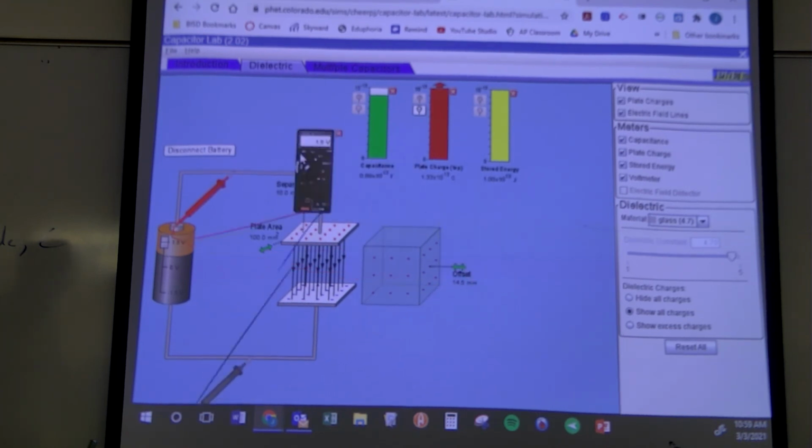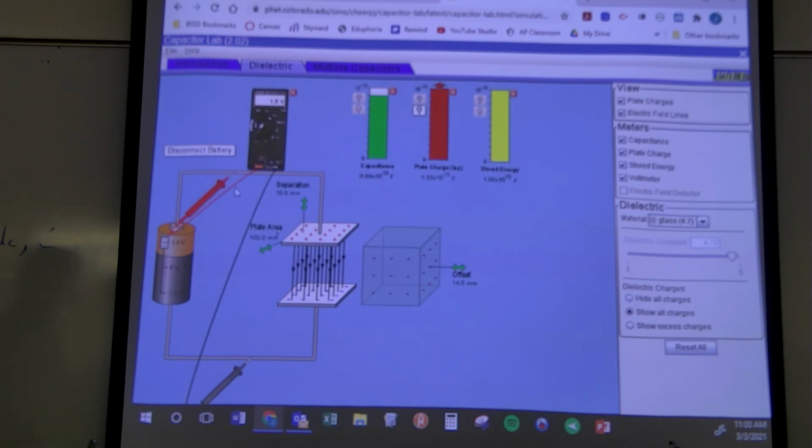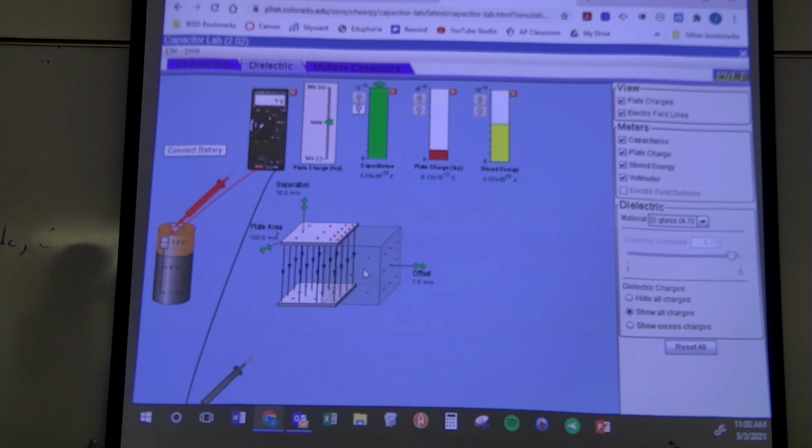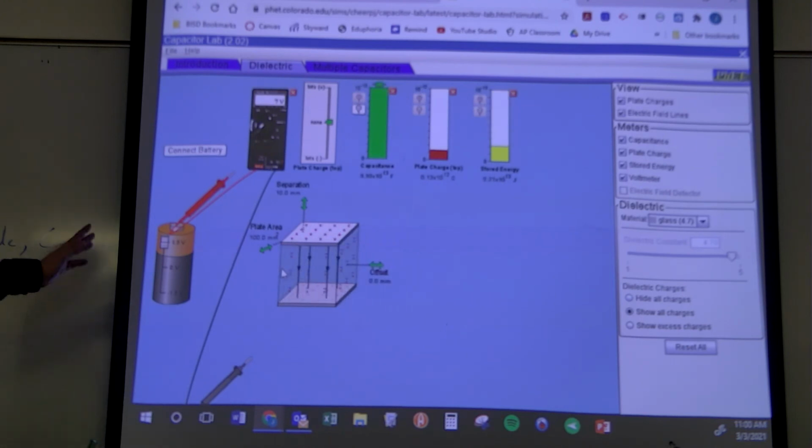Let me connect my voltmeter. So I've charged the capacitor. I will now disconnect the battery. I've charged the capacitor, so I have a lot of stored energy. I got plate charge. I got capacitance. I've disconnected the battery. Now I'm going to slide the dielectric inside. Immediately, what do you notice? I end with the same amount of charge on the plates, but what happens to the electric field lines? The electric field strength goes way down because the density of field lines goes down, right?